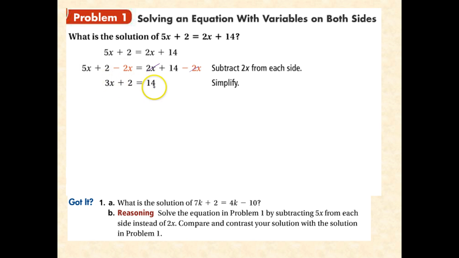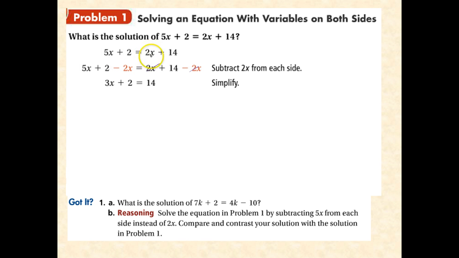So we got 3x plus 2 equals 14. And now this is something we know how to solve. We're going to undo the operations around our variable. So basically all we have to do if we had variables on both sides is pick which side to subtract them off of. Usually we do it with the side that has a lesser number of x's.